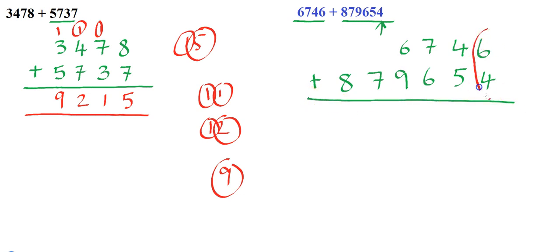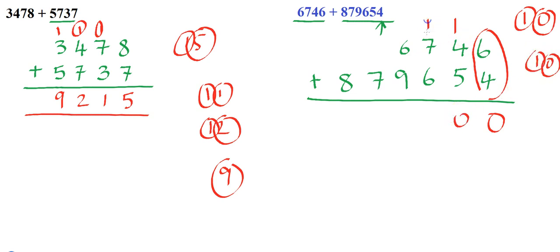And 6 plus 4 is 10, so the units digit goes to the bottom, so it's 0, and this 1 gets carried over to the next place. So 5 and 4 is 9, plus 1 is 10, so again we get that scenario where the 0 goes to the bottom and the 1 gets carried over. 6 and 7 is 13, plus 1 is 14, right? So the 4 goes to the bottom and the 1 gets carried over again.